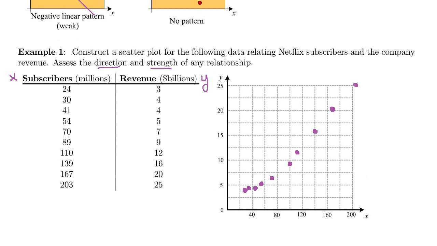And it looks like these values would be fairly close to a candidate line. That might be a candidate line. So I would call this a positive relationship because it goes up from left to right, and then also strong. So this is a positive, strong, positive, linear relationship.